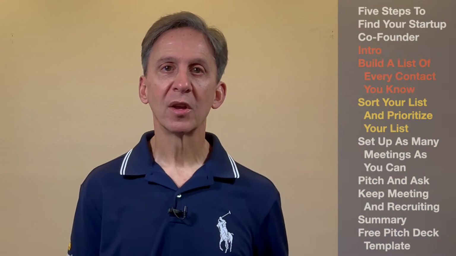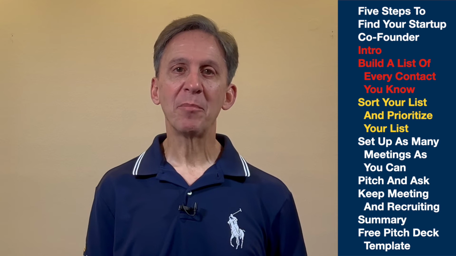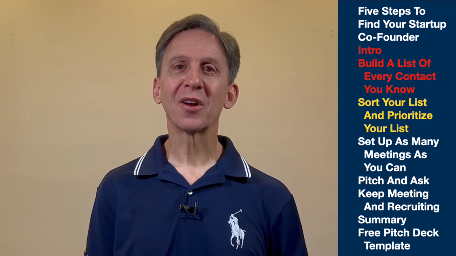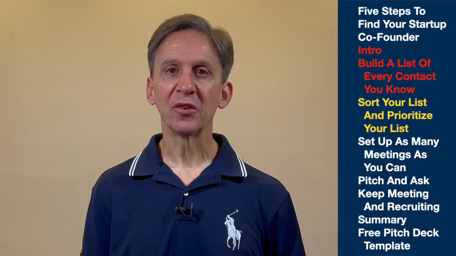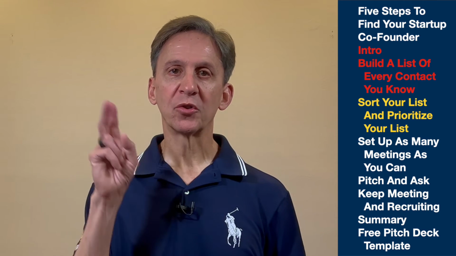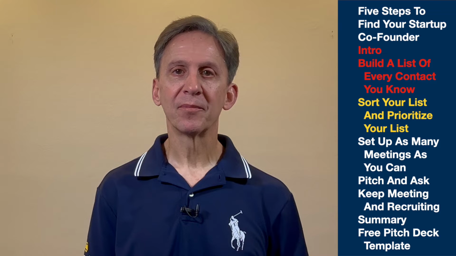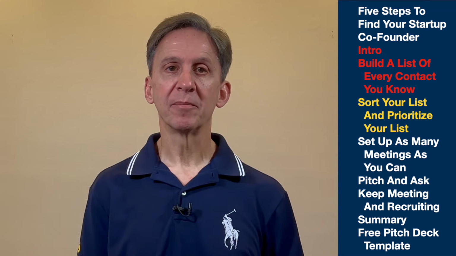Number 2, sort your list and prioritize your list. Now that I had my list, I had to decide who I was going to contact, how I was going to contact them, and what type of meeting, if any, I wanted to suggest. I broke the list into 2 groups. The first was high priority contacts. These were people that I felt had a realistic chance of helping me. In other words, they worked in and around my industry.